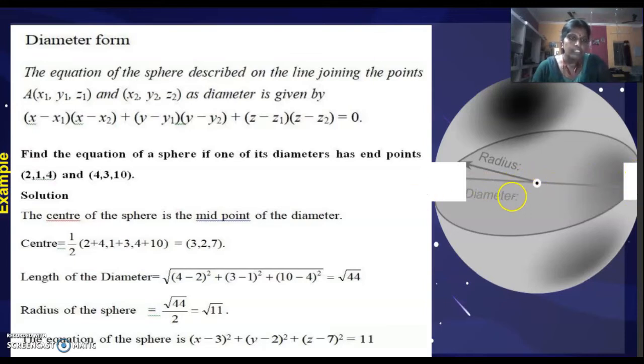So the center of the sphere is the midpoint of the diameter. First we can find the midpoint, which is nothing but the center. We have been given two points A and B. So the midpoint is the coordinate-wise addition.